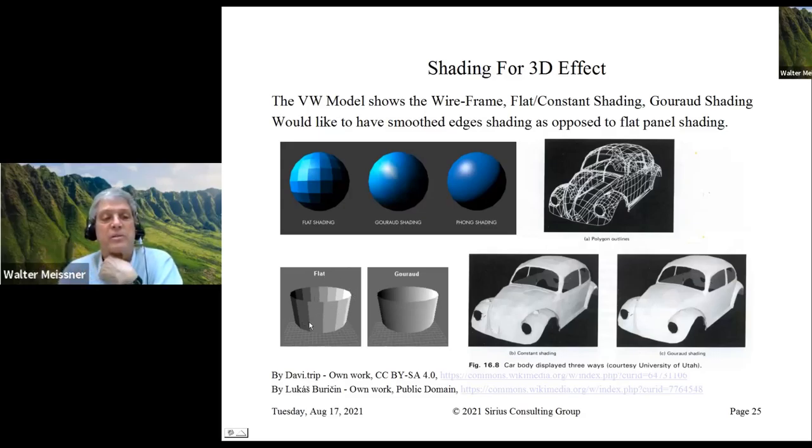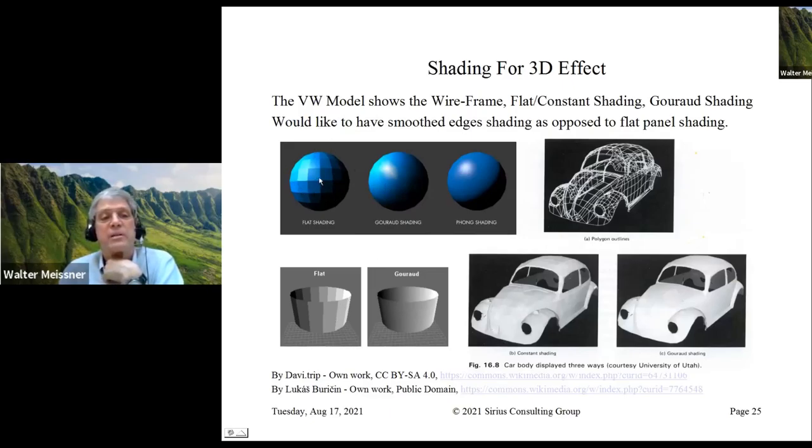So the easier way to do it is just to apply a shading algorithm. And in this case, on the right is an example of Gouraud shading. And you get a nice smooth surface, and there are no visible edges anymore.